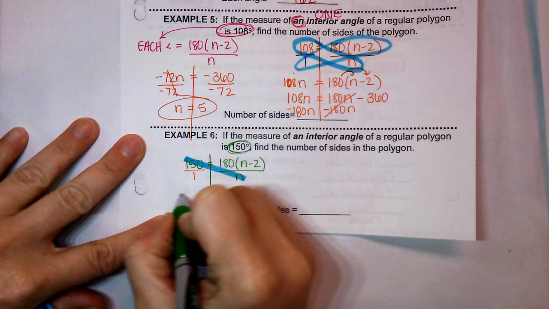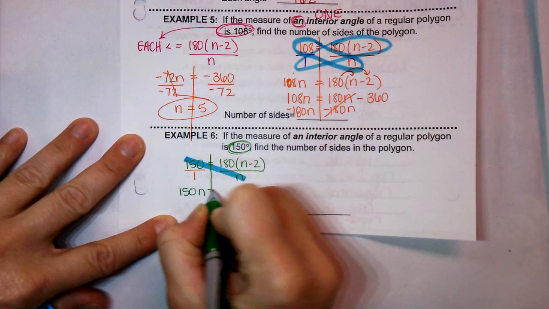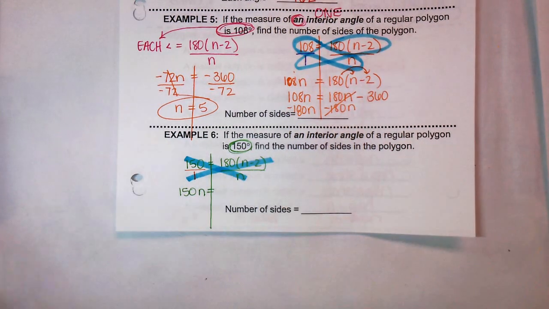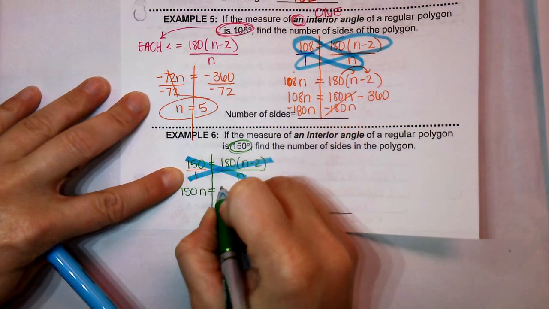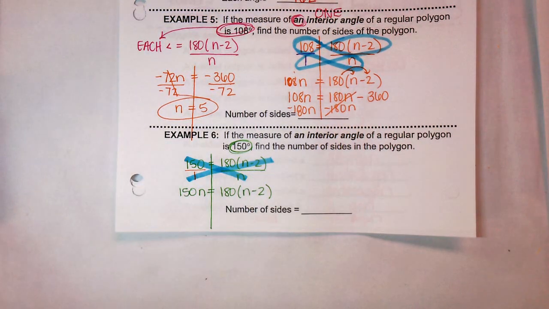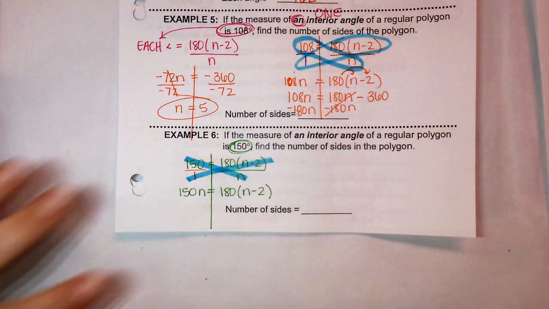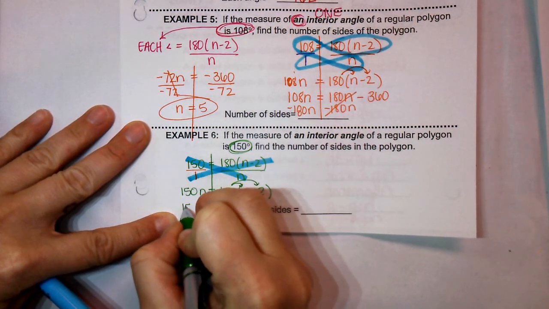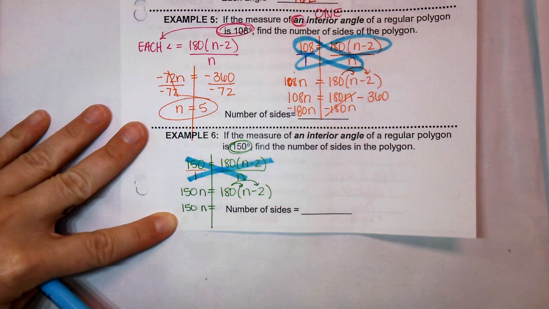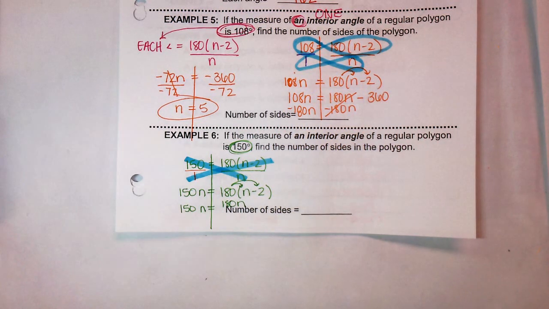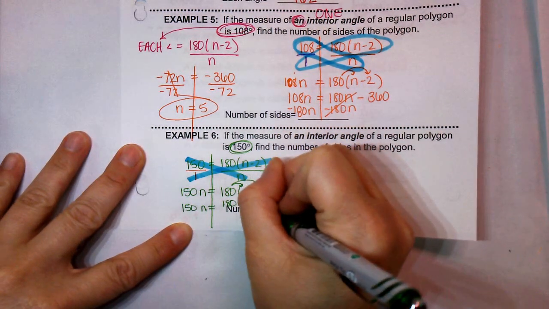So 150 times n is 150n equals, and now I'm multiplying on the other side. 1 times 180(n minus 2). So remember, anything times 1 is just itself. So all I'm doing is copying down the other side. All right, now I've gotten rid of those fractions. Okay, distribute 180 times n. So 150n equals 180 times n is 180n, and 180 times 2 is minus 360.